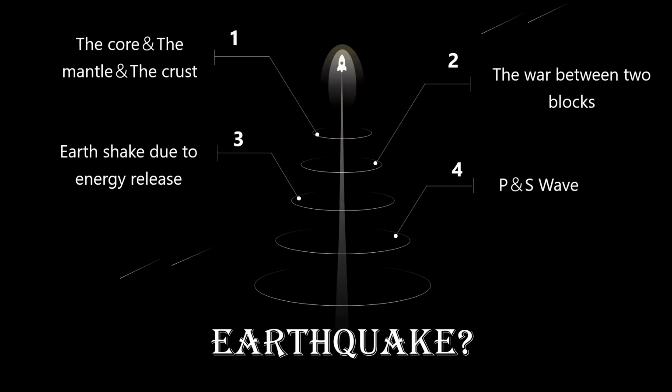Compressive waves with push or pull effects and strain waves with sideway effects are sent out, which are called P wave and S wave respectively. The plate boundaries are made up of many faults, and most of the earthquakes occur on these faults.